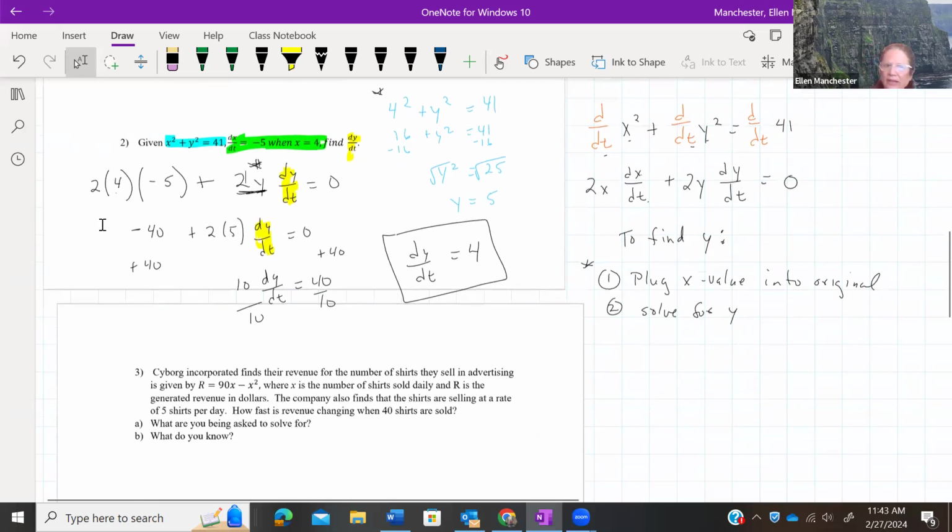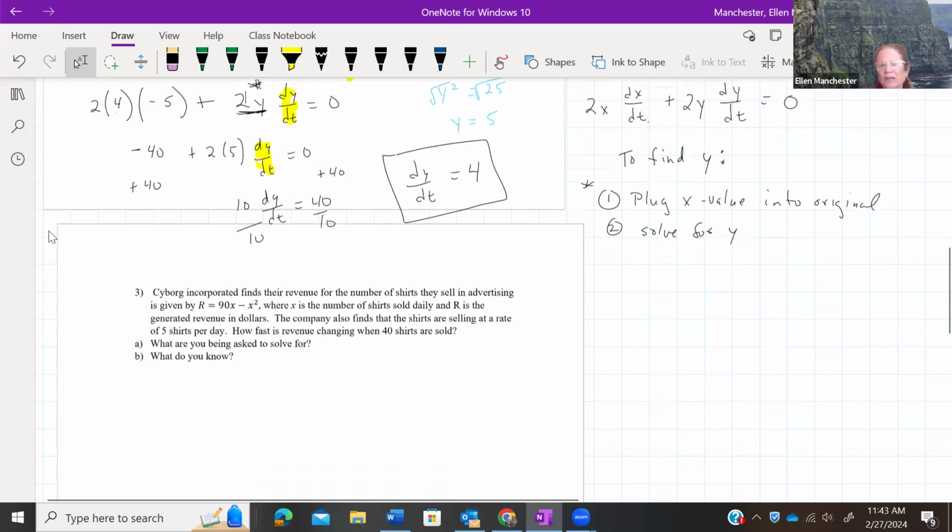Okay, so now let's get into some word problems. This is what you're going to see in related rates. On Thursday, this is all we're going to do, just related rate word problems. So you're going to get lots and lots of practice of just finding the information. What are you looking for? What do you know? What's the connection? Okay, so I'm going to write those 3 questions.